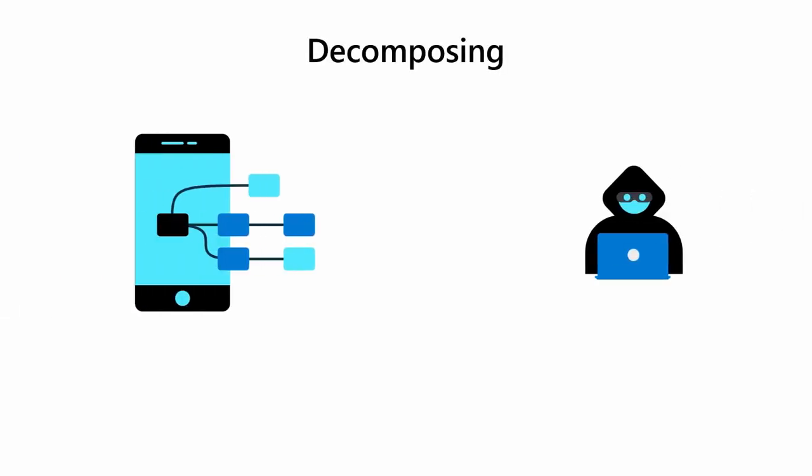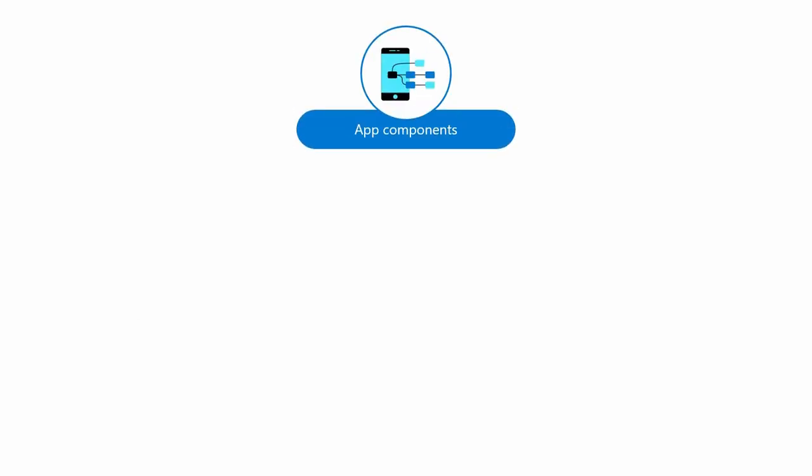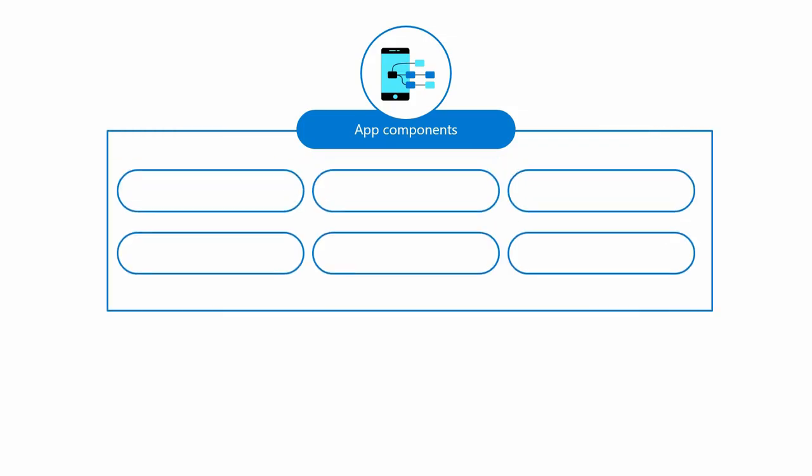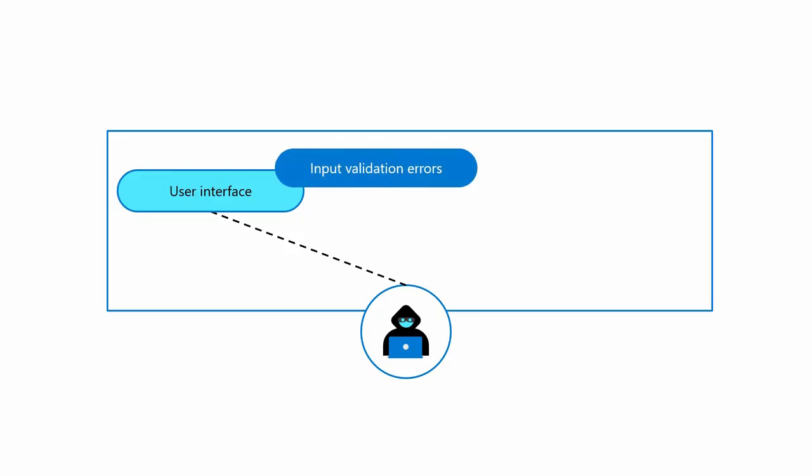When decomposing an application, it is essential to consider all its different components and how attackers could interact with the application through these components. Components of an application include the user interface. This is the part of the application that users interact with directly. It is important to consider how an attacker could exploit vulnerabilities in the user interface, such as input validation errors, to gain access to the application or to steal data.